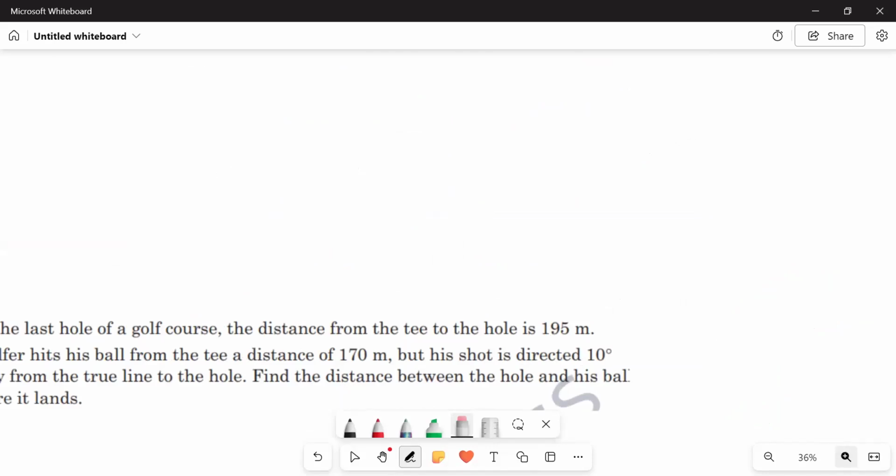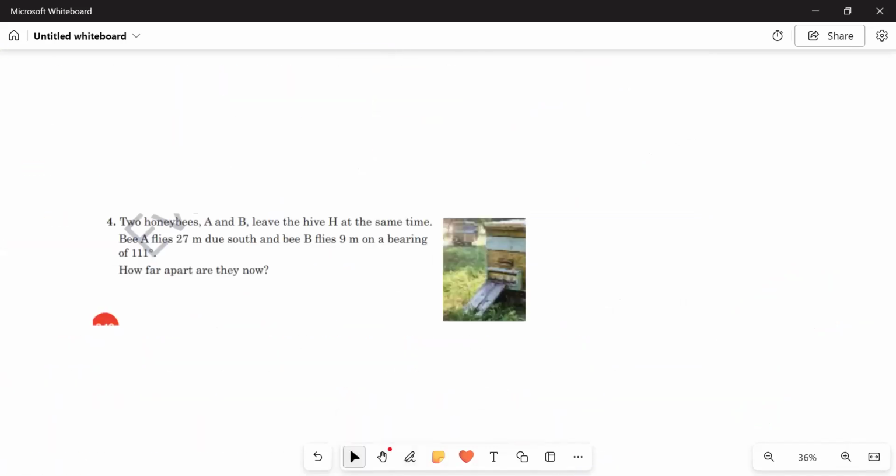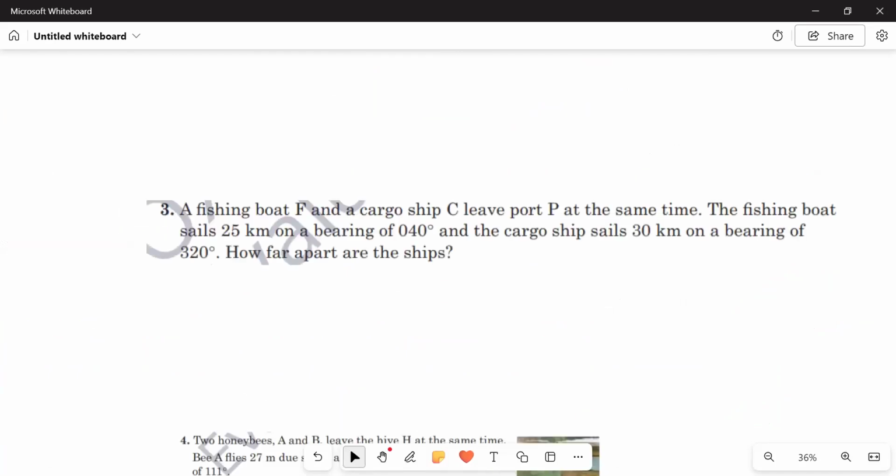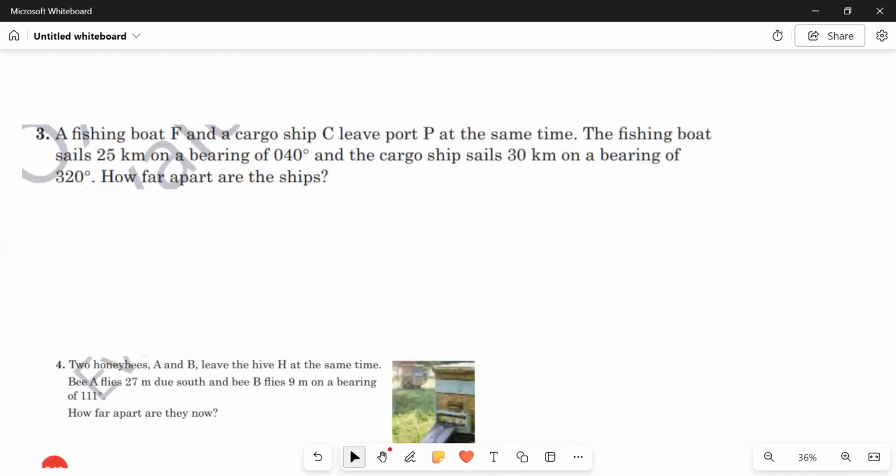Exercise 10.2b. A fishing boat F and a cargo ship C leave port P at the same time. The fishing boat sails 25 kilometers on the bearing of 40 degrees, and the cargo ship sails 30 kilometers on the bearing of 320 degrees. How far apart are the ships?